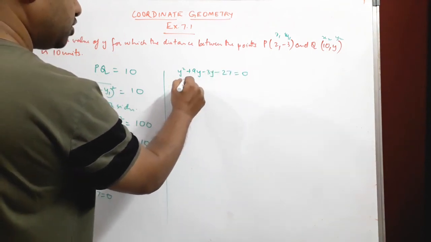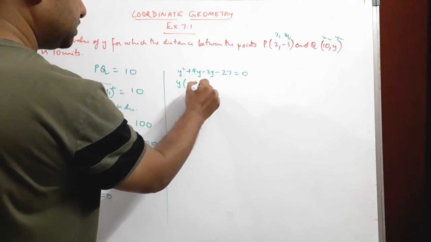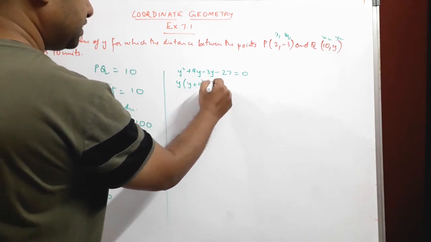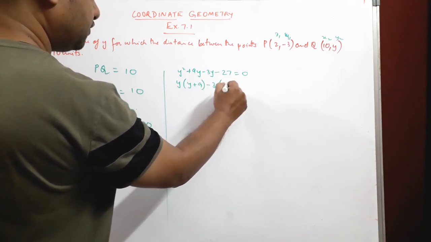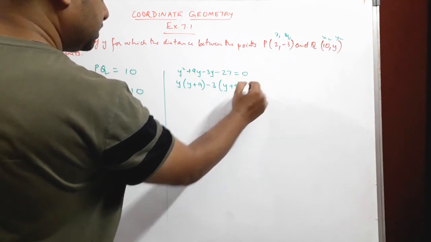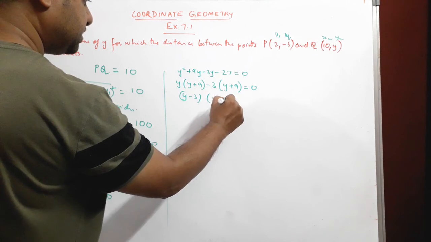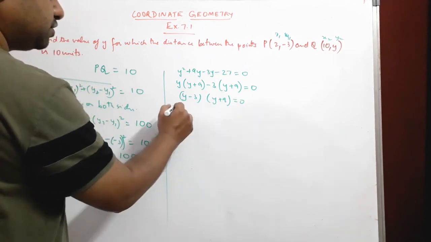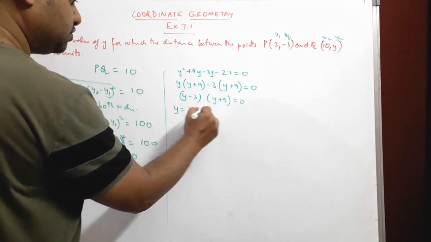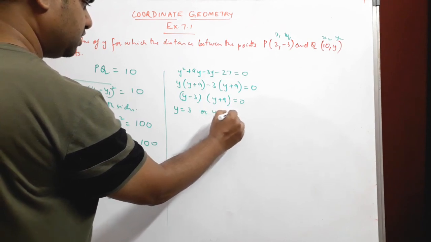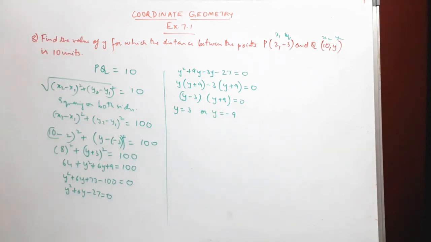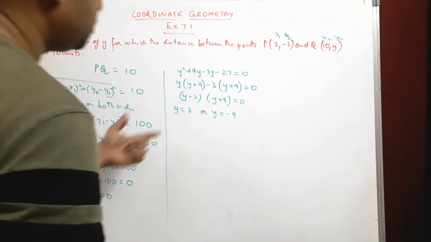So we take y common, we are left with y plus 9. We take negative sign common and 3 common. So we are left with y plus 9 over here, equal to 0. So y minus 3 into y plus 9 equal to 0. So y can be either equal to 3 or y could be equal to negative 9. So there are two values possible of y.